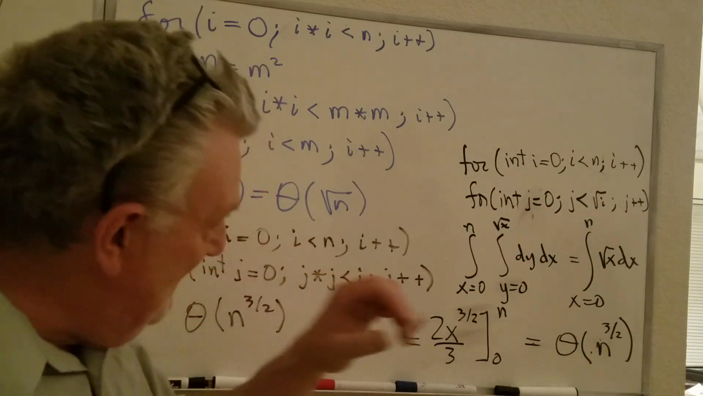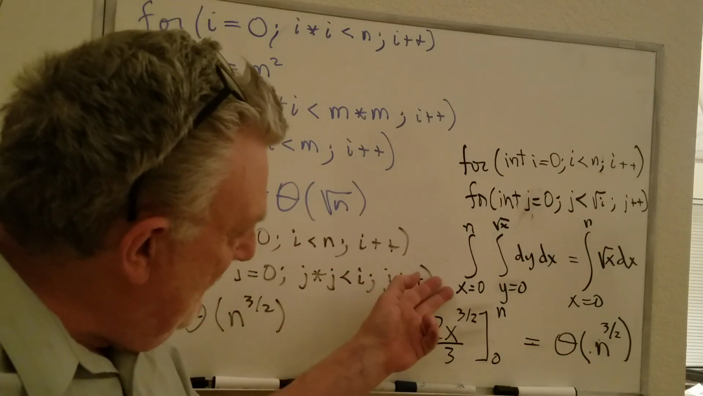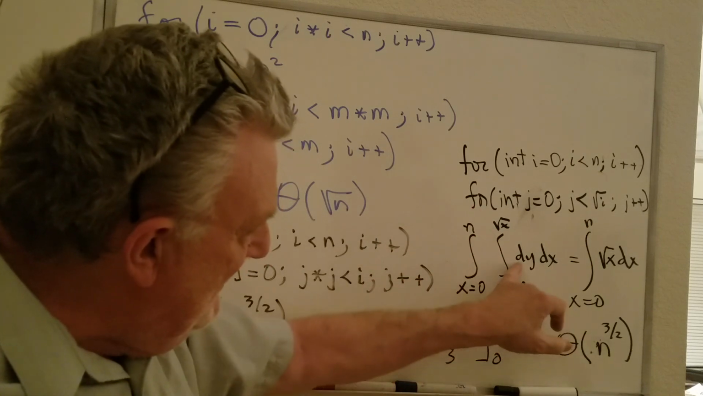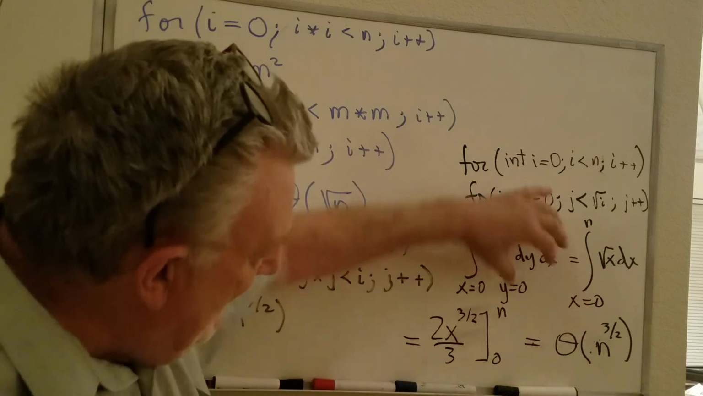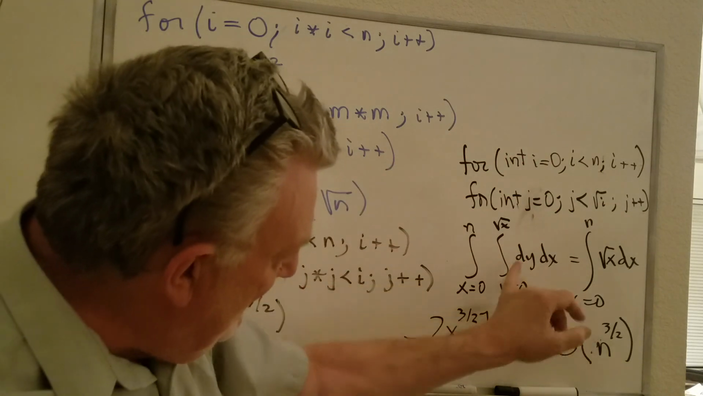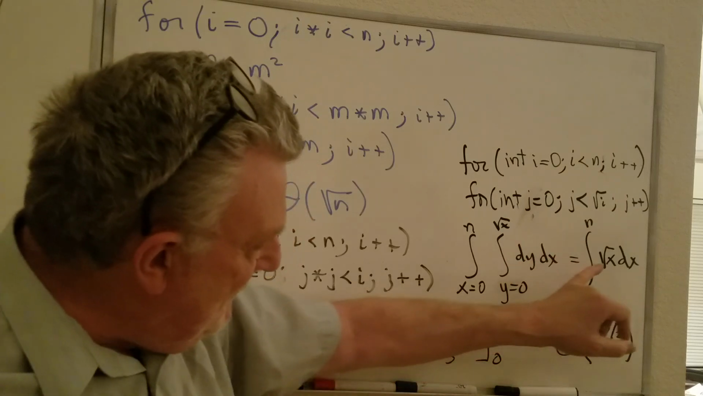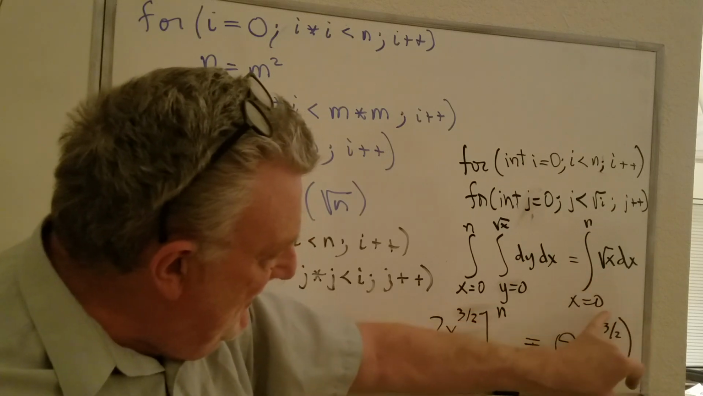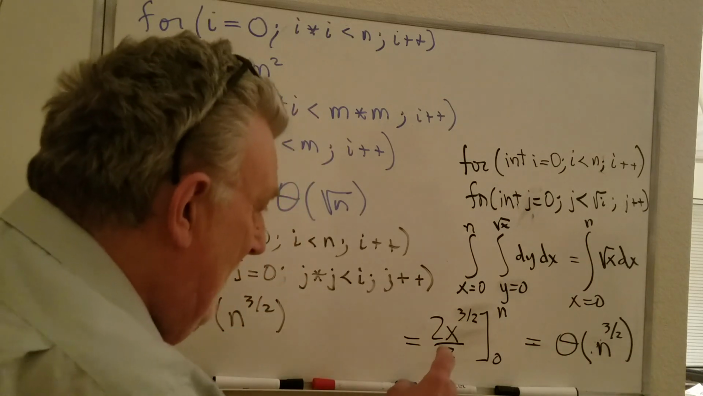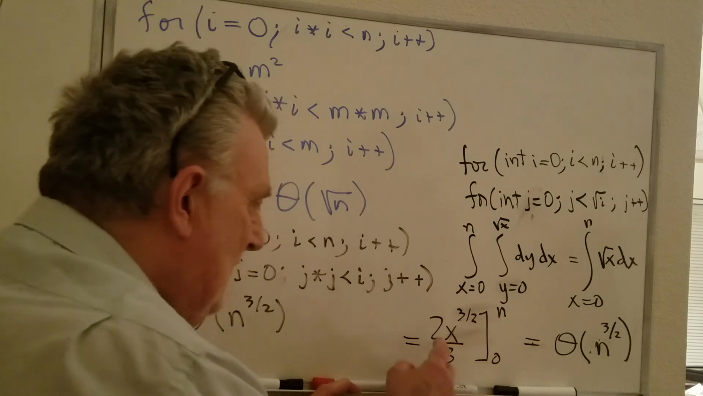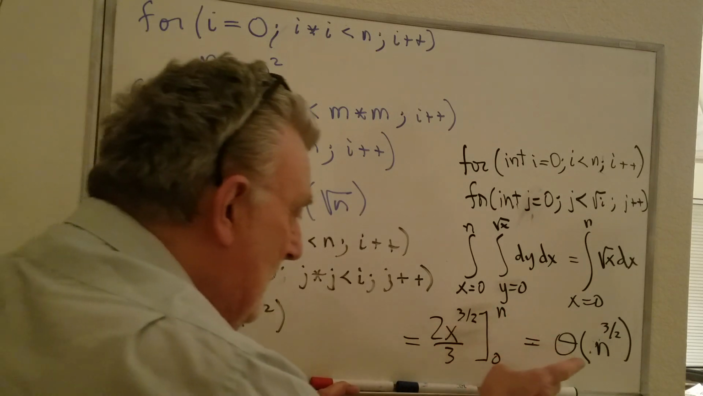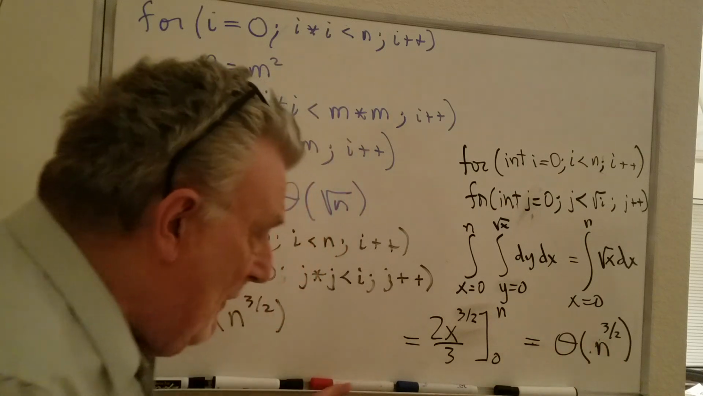Now we write these as an integral. x goes from 0 to n, and y goes from 0 to the square root of x, dy dx. Now we integrate the inside. The integral of the inside is a constant times the square root of x, so it's just the square root of x. And then we integrate from 0 to n, and the antiderivative of the square root of x is 2/3 x to the 3 halves. We evaluate from 0 to n, and we get theta of n to the power of 3 halves.